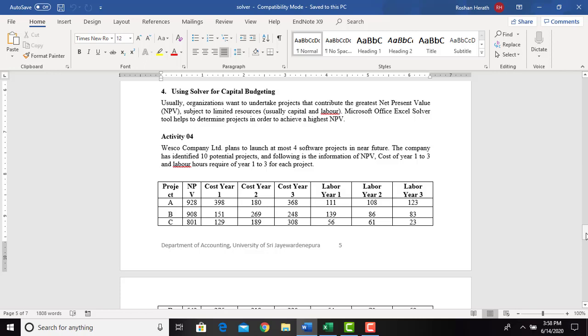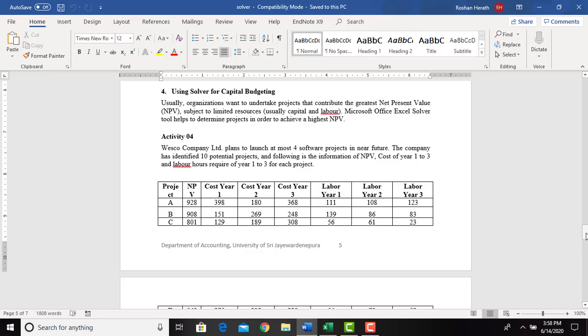Usually, organizations want to undertake projects that contribute the greatest net present value subject to limited resources, usually capital and labor. The Microsoft Office Excel Solver tool helps to determine the projects in order to achieve the highest net present value. As I said earlier, in a practical setting, when you come up with the possible investment opportunities, you can't implement all of them, because as a business organization, you have certain limitations. So it is the resource limitation, right?